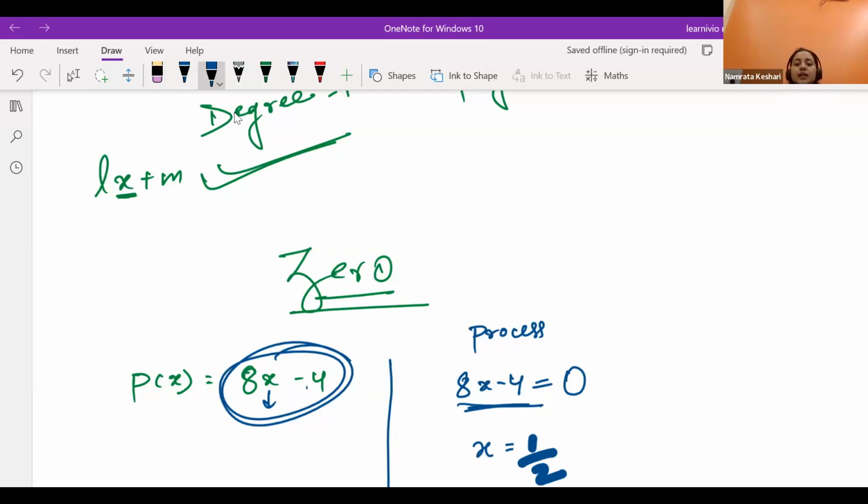4 will go to other side. It will be plus 4. Then 8x is equals to just 4. X is equals to 4 by 8. So just 1 by 2. Okay, x equals to 1 by 2, ma'am.